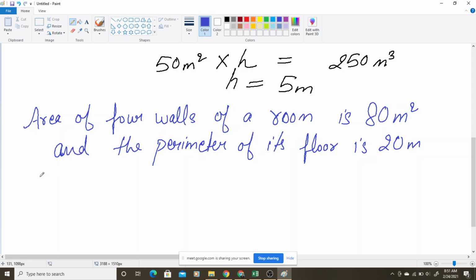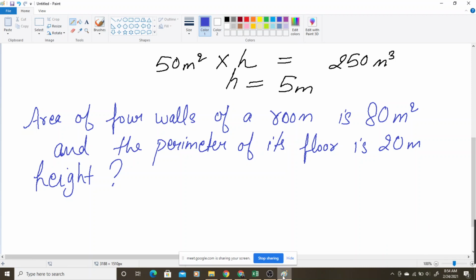Then what is the height? Height क्या होगी? What will be the height of the room? If this kind of question is there, area of 4 walls of a room is 80 meter square, and perimeter of its floor is 20 meter, what will be its height? Height क्या होगी?